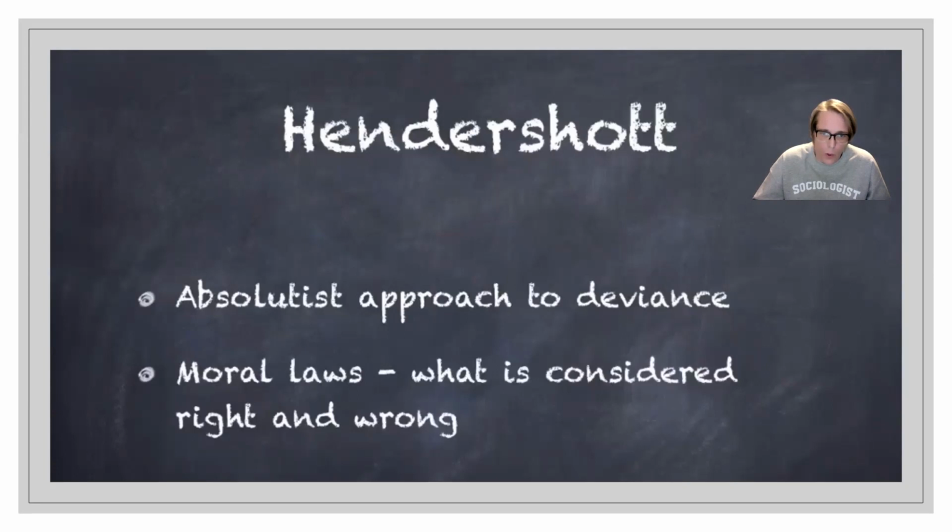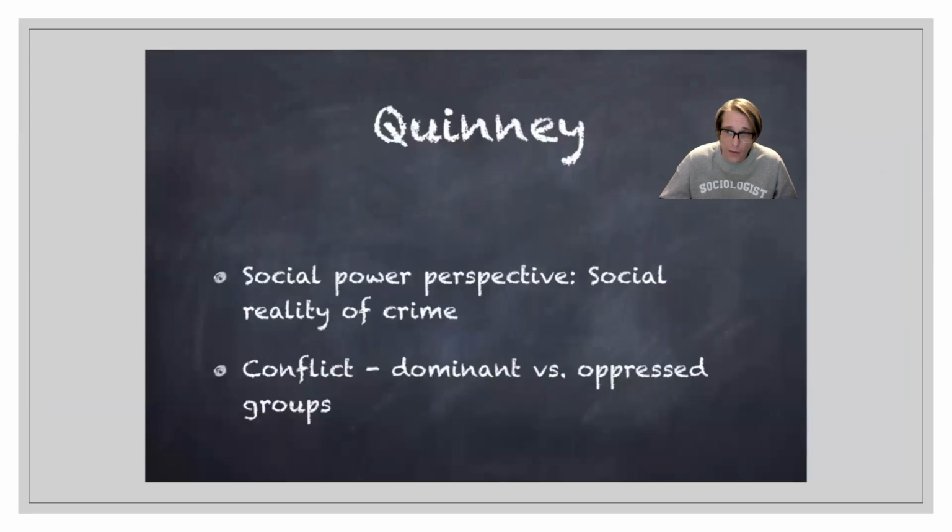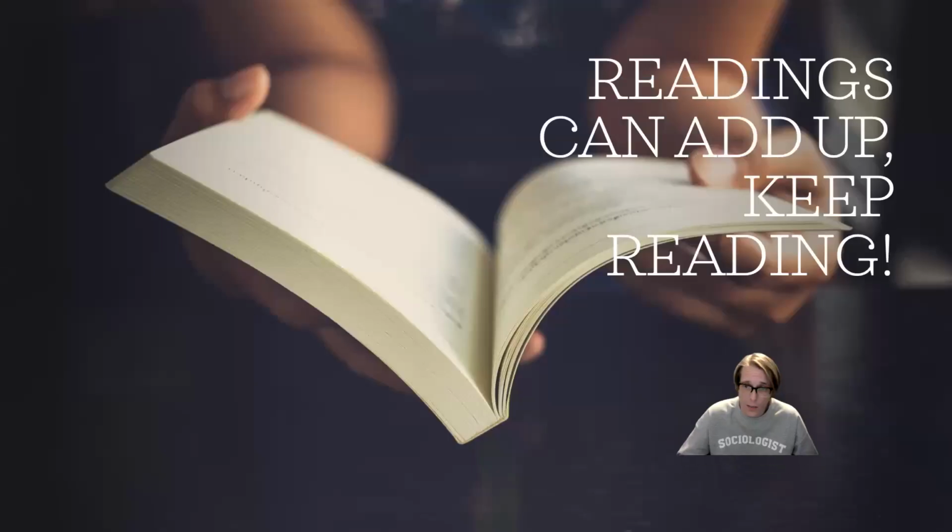Quinney focuses on those who hold the power in society as creators and enforcers of rules. It is the dominant or the elite group who maintains the rules to legitimize their actions, defining and enforcing what is considered deviant, keeps the elite in power, and continues to create the social inequalities. So this is what you're looking at right here. Quinney, I was just going into that, right? Social power perspective, social reality of crime, conflict, dominant versus the oppressed group. So what you're looking at here really is the idea of who creates, who controls, who makes, and who enforces these behaviors.